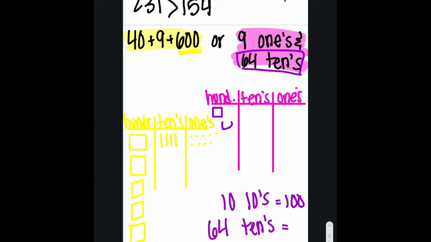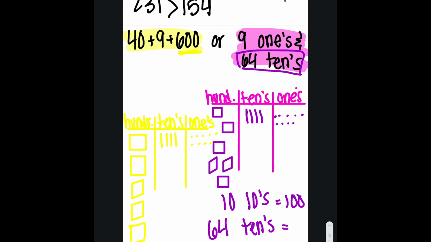So we've got 100, 200, 300, 400, and 500. Sorry, 1, 2, 3, 4, 5, and then there's 6. And then we know that we have 4 tens left over, so we're going to draw that in the tens column. And then we have 9 ones, so we're going to draw that in the ones column.